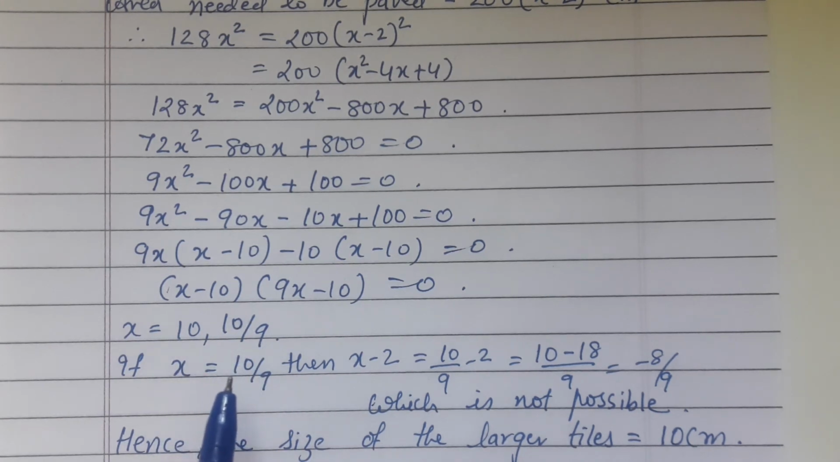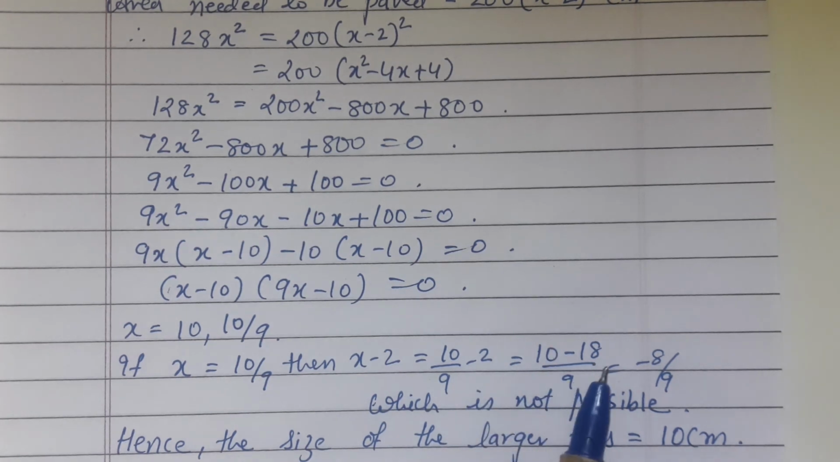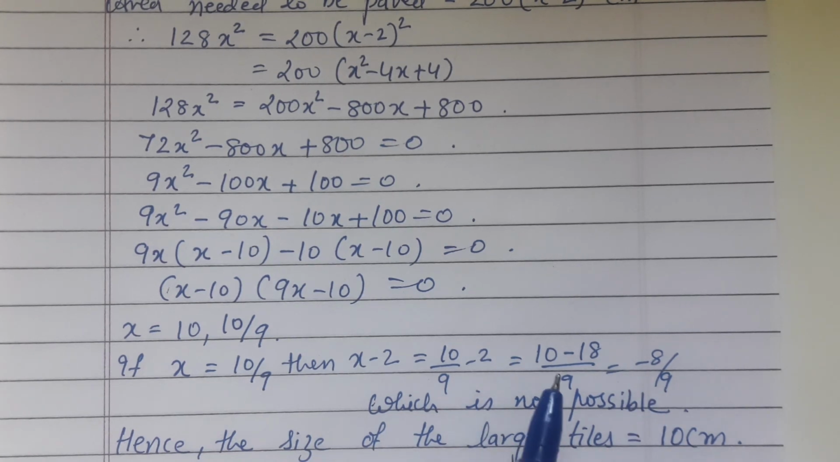If x equals 10 upon 9, then x minus 2 equals 10 upon 9 minus 2, that is 10 minus 18 upon 9, equal to minus 8 by 9. Length cannot be negative, so it is not possible. Hence, the size of the larger tiles is 10 centimeter.